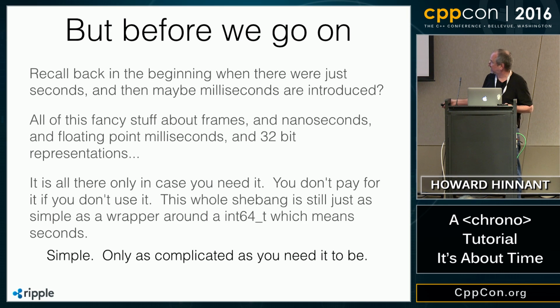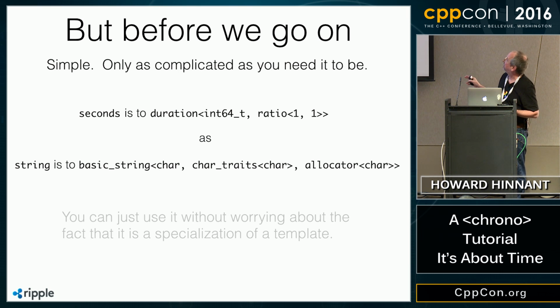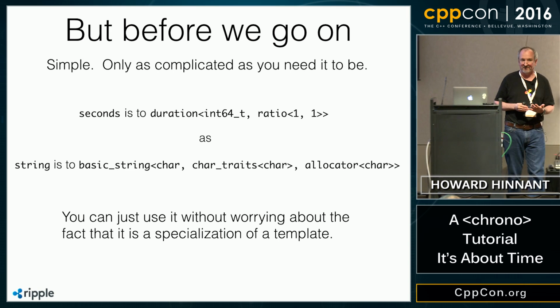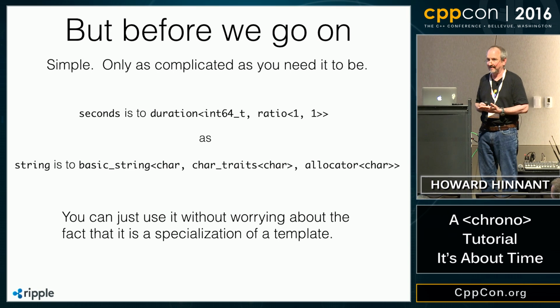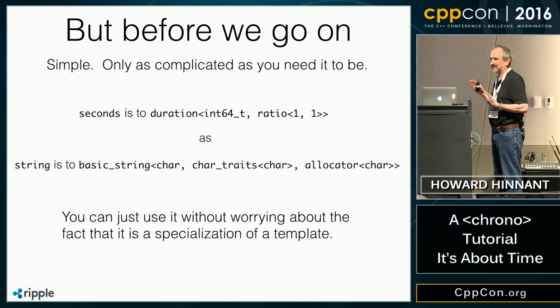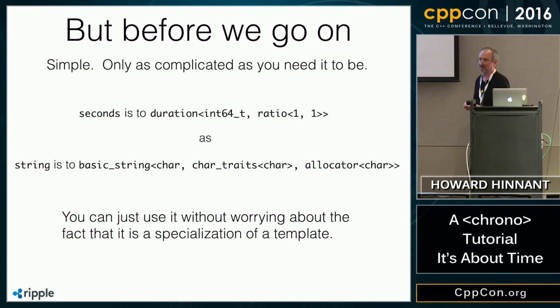So it may seem like a contradiction, but this is a simple library. It's only as complicated as you need it to be. Seconds is to this duration template type just the same as string is to basic_string<char, char_traits<char>, allocator<char>>. A lot of times you just use string and you don't think about the fact that it's a specialization of this very powerful, very flexible template. Think of seconds the same way. Don't worry about the fact that it's a specialization of this powerful, complicated template called duration. It's just a long long wrapped up in a class.